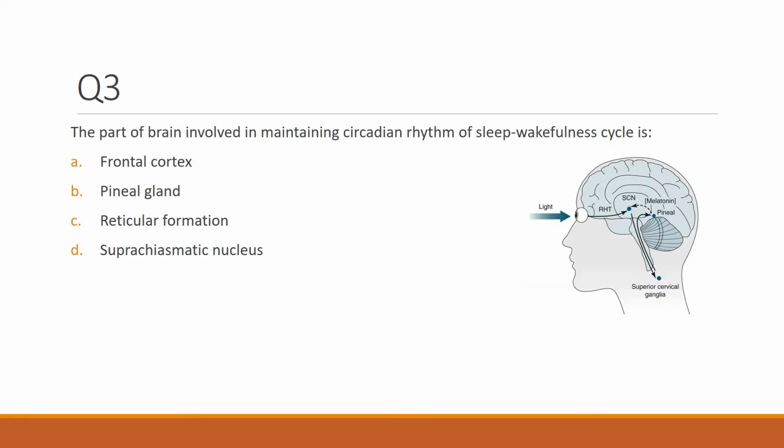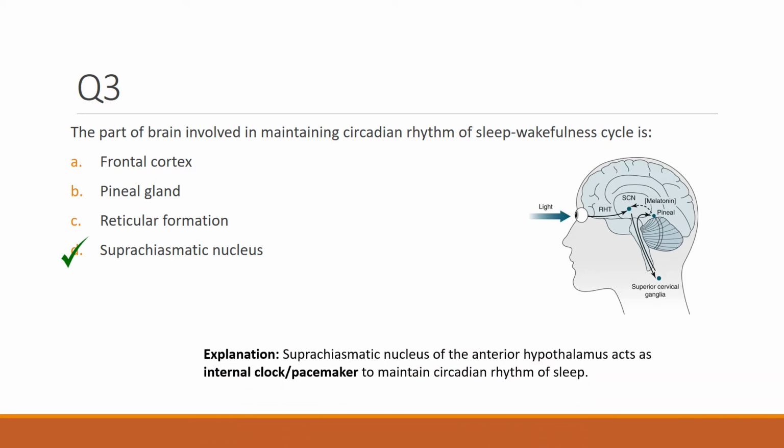The next question is, the part of brain involved in maintaining circadian rhythm of sleep wakefulness cycle is, and the options are frontal cortex, pineal gland, reticular formation, or suprachiasmatic nucleus. The correct option is suprachiasmatic nucleus, because suprachiasmatic nucleus of the anterior hypothalamus acts as internal clock or pacemaker to maintain circadian rhythm of sleep.